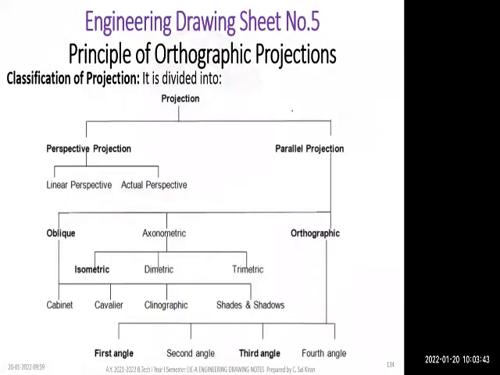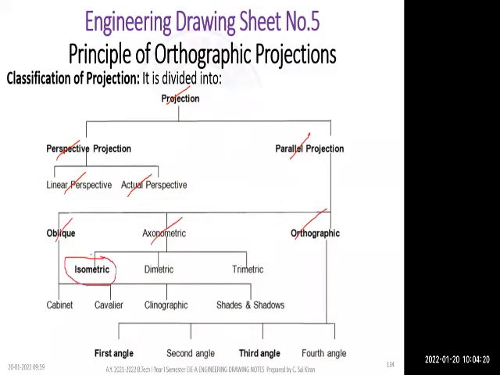Then there is a division. This is a division of projection, not orthographic projection. Projection is divided into two types: perspective and parallel. Perspective has two types: linear and actual. Next, parallel is divided into three types: oblique, axonometric, and orthographic. Axonometric is divided into isometric.